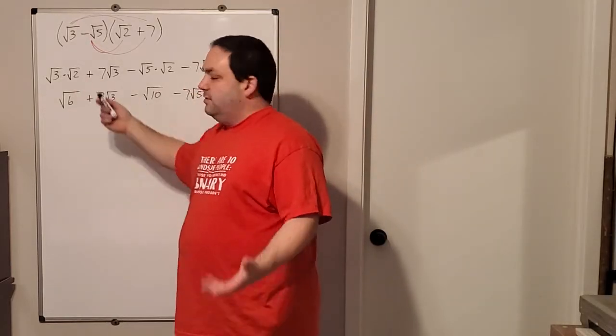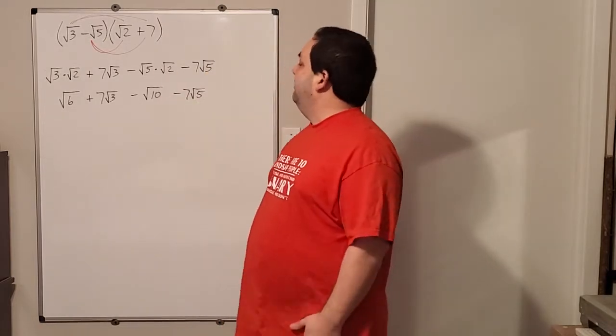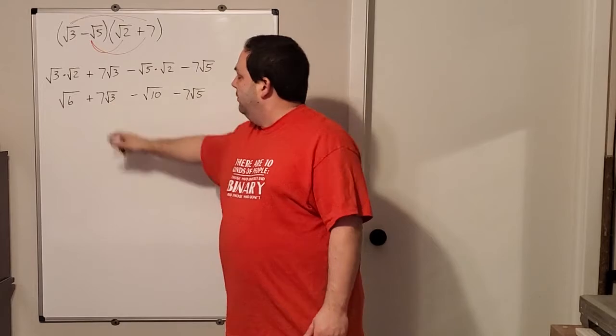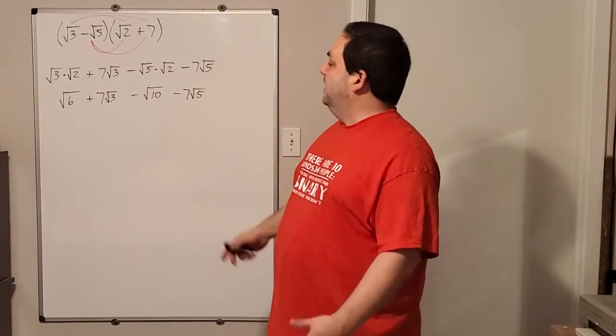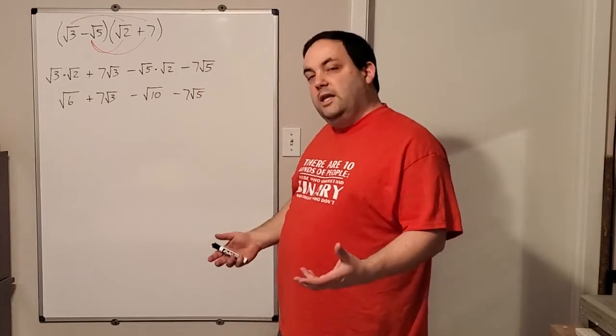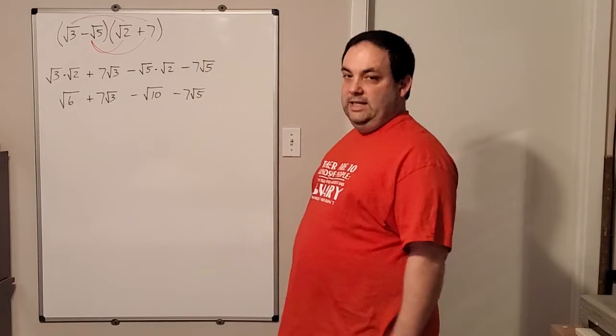6, 2 times 3, can't simplify that anymore. 10, 2 and 5, can't simplify that anymore. 5 is prime, 3 is prime. We're done. This is as simple as it can get, right? Sometimes that happens. We have multiple radicals, nothing in common, so that's all I can get.